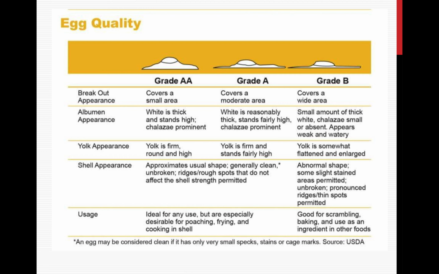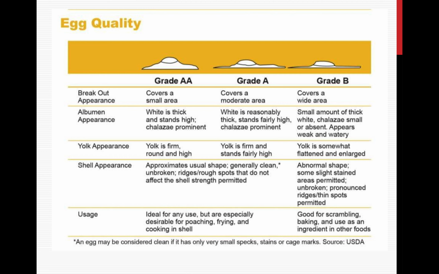Yolk is firm, round, and high. Its usual shape is unbroken; ridges and rough spots that do not affect the shell strength are permitted. Ideal for all types of use, but especially desirable for poaching, frying, and cooking in shell.